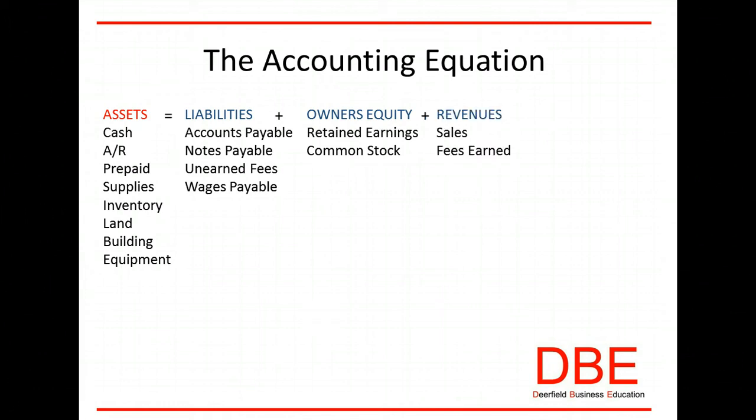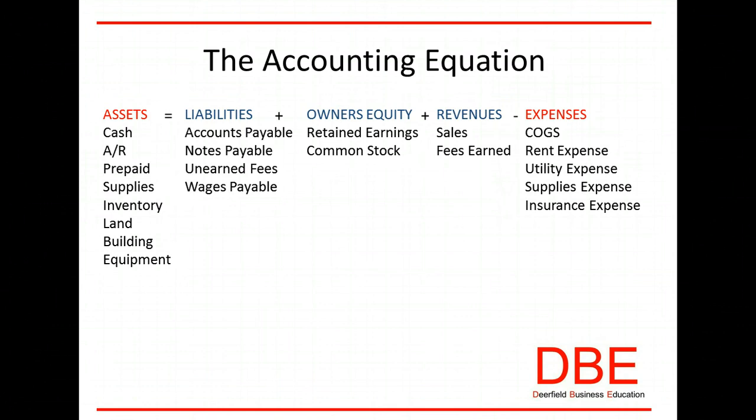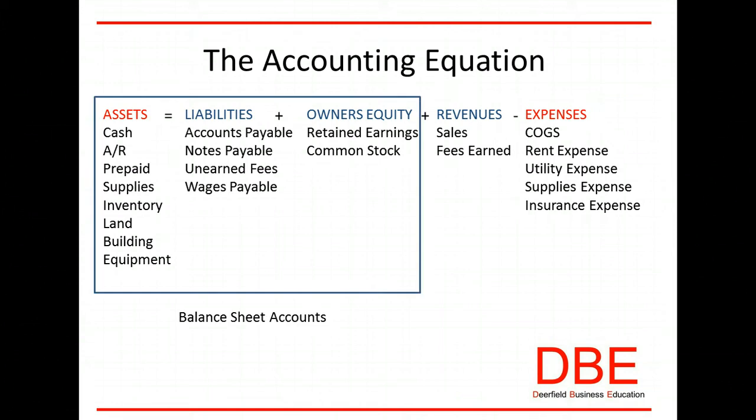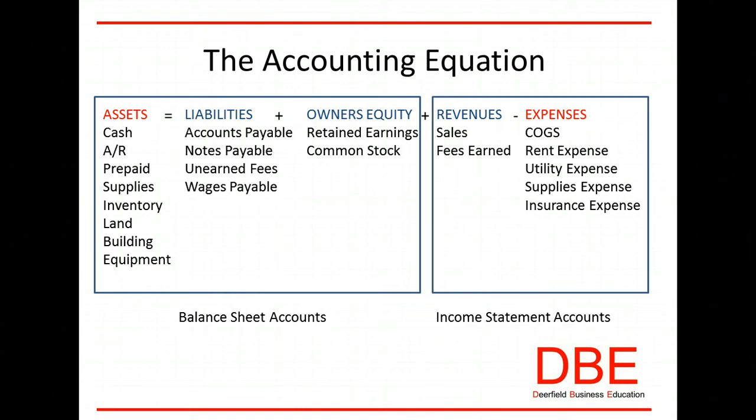And there are two revenue accounts we've been talking about, sales and fees earned. So sales is when we sell merchandise, fees earned is when we provide a service. And there are expenses: rent expense, utility expense, supplies expense, insurance expense, and don't forget about COGS, cost of goods sold. The assets, liabilities, and owner's equity are your balance sheet accounts. Remember, those are permanent. And your temporary accounts are your revenues and expenses. Those are your income statement accounts. And remember, we're going to close those to retained earnings eventually.